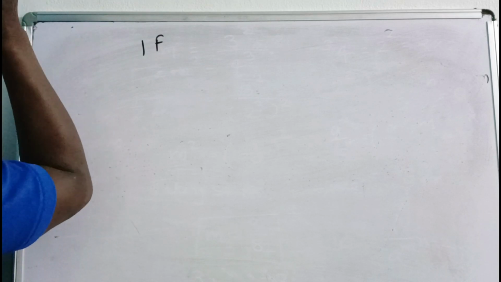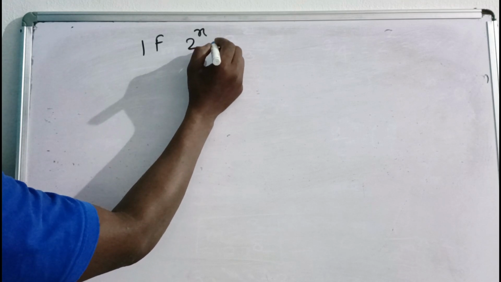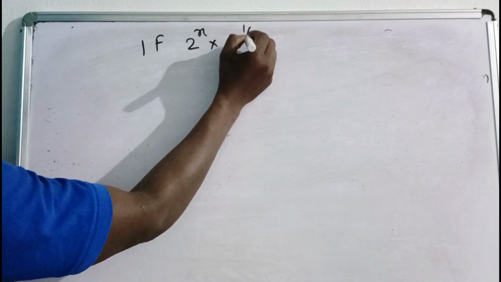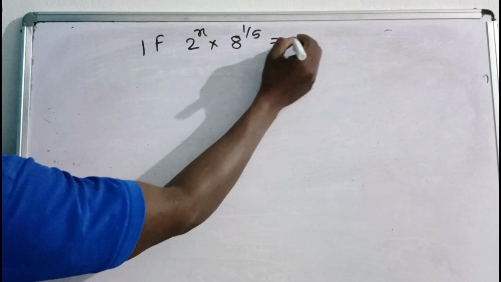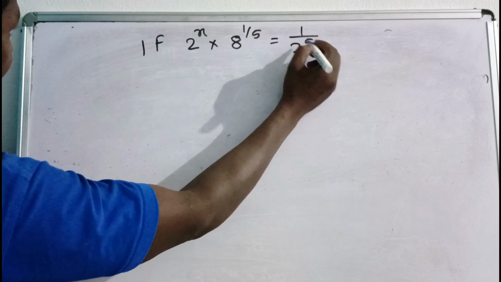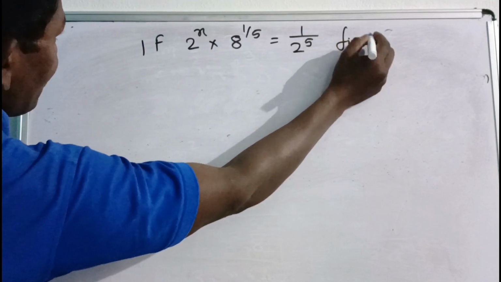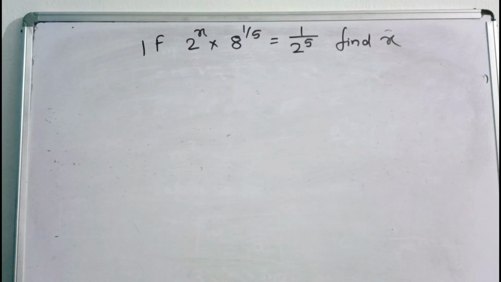If 2 raised to the power x into 8 raised to the power 1 by 5 is equal to 1 upon 2 raised to the power 5, find x. This is a very simple problem.